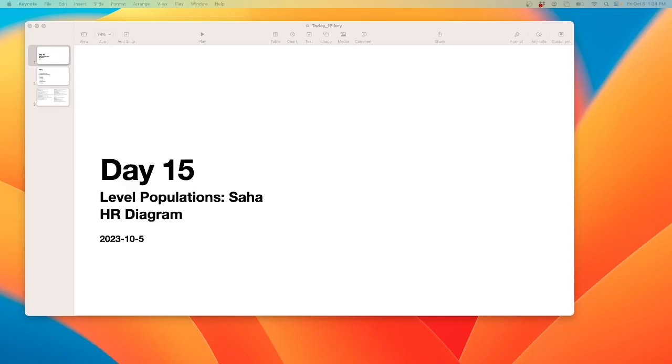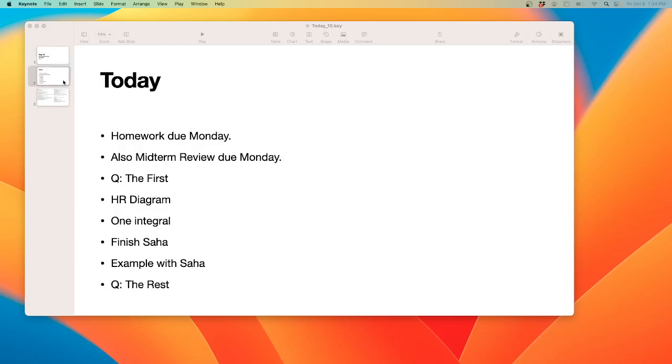So today we're going to finish talking about the Saha equation, and we'll talk about the HR diagram. I'm going to start with the HR diagram, and then I'm going to pick up the stuff that I didn't do last time. First, I'm going to talk about this collision thing.